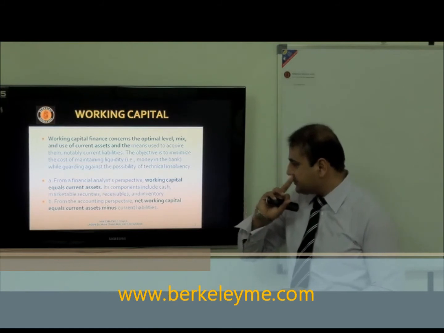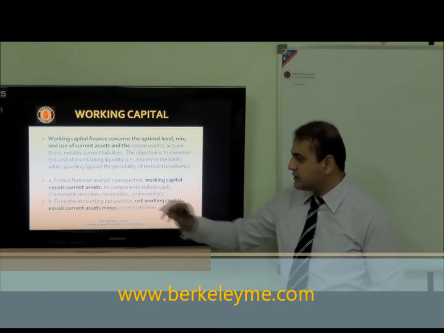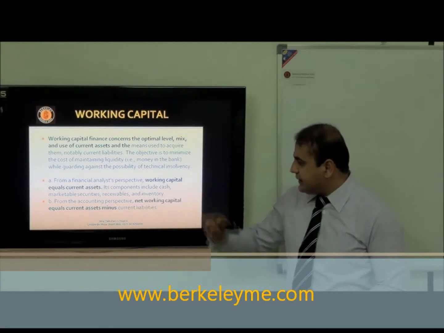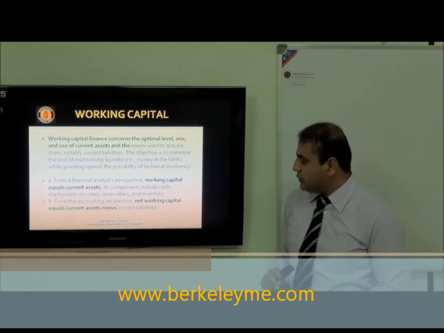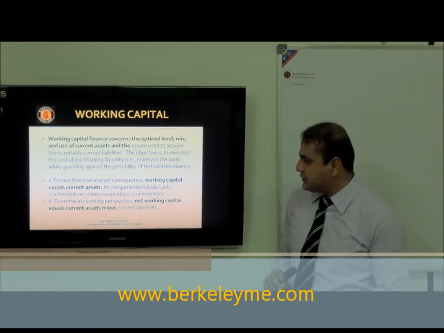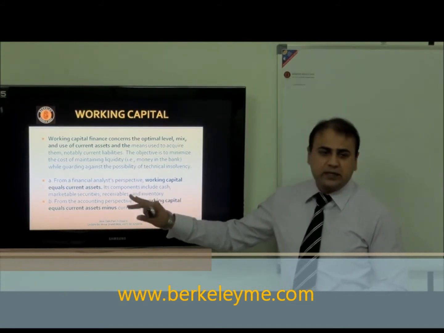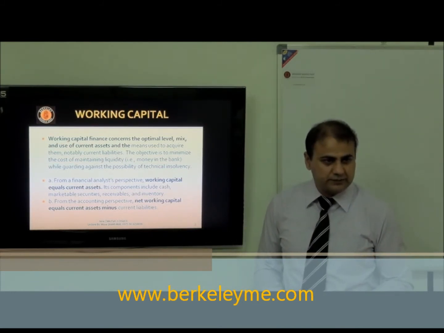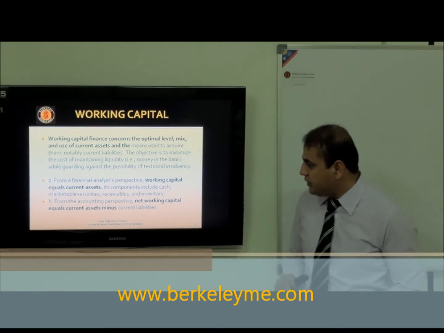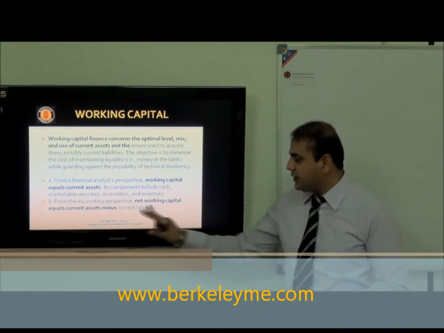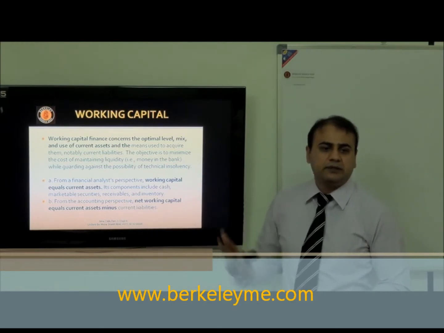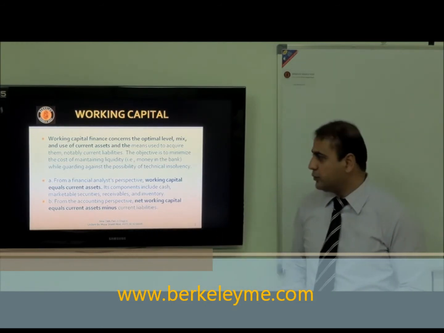From a financial analyst perspective, working capital equals current assets. Its components include cash, marketable securities, receivables, and inventory. You can see all these items in the balance sheet, which is now called the statement of financial position. From the accounting perspective, net working capital equals current assets minus current liabilities. So this is the difference between both.